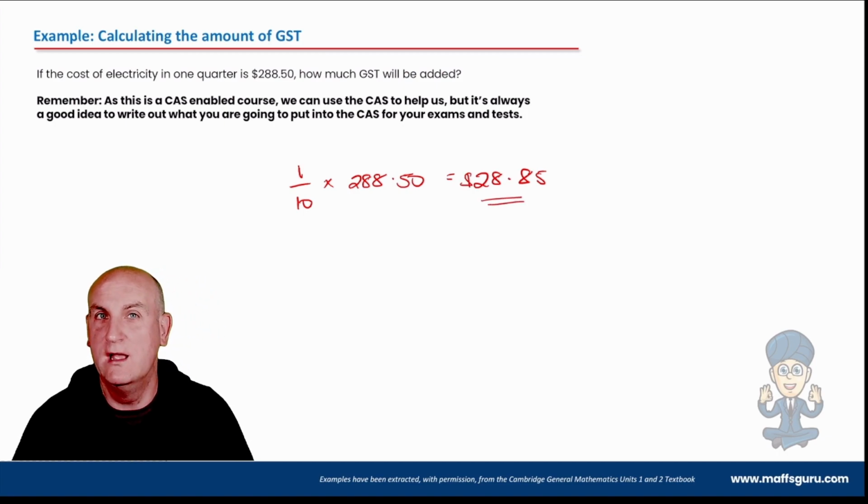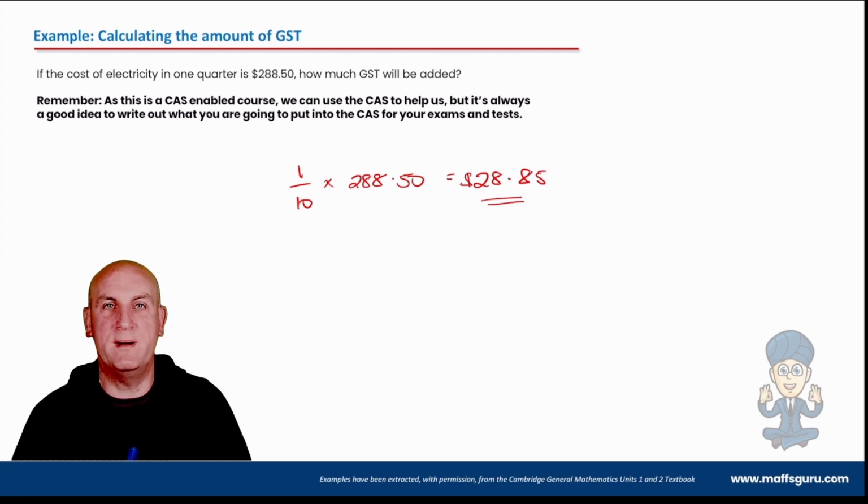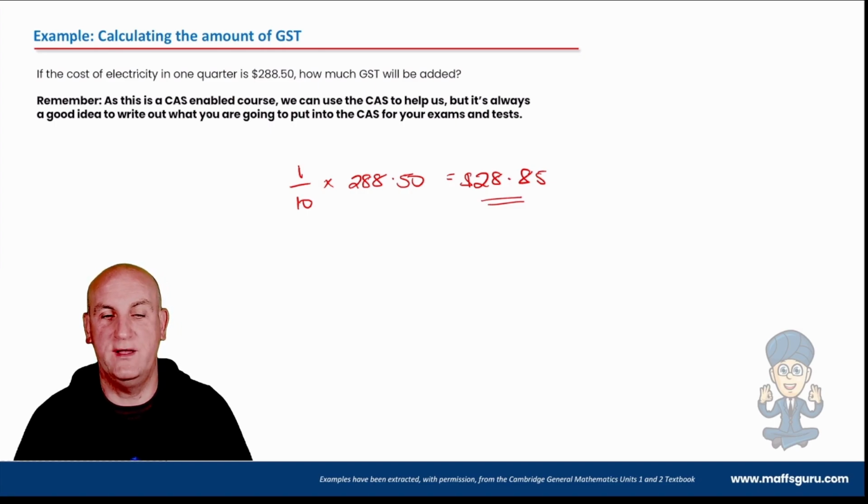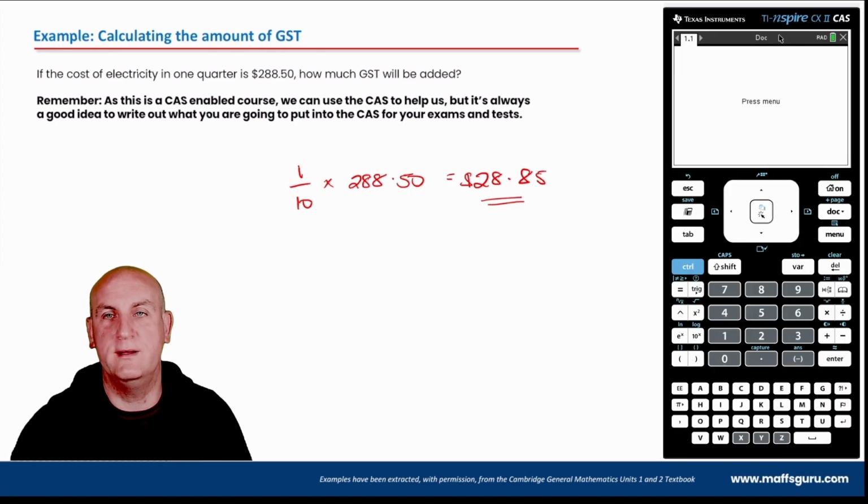Well, I want to go back. Does it want the new price, or does it want to know just the GST? If the cost of electricity in 1 quarter is $288.50, how much GST will be added? There we go. So $28.85.